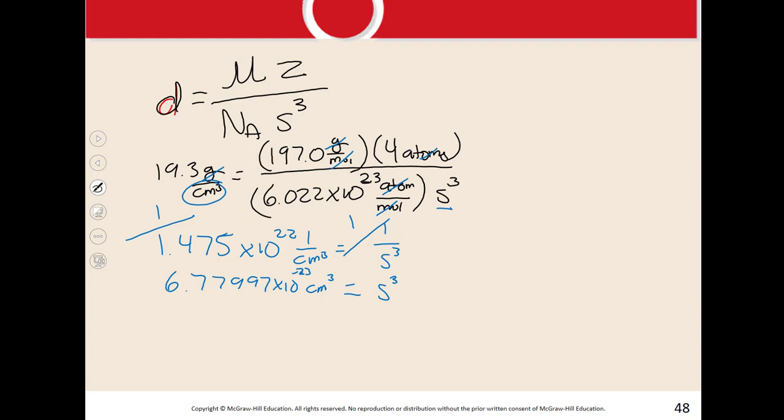So if that's the volume or the side length cubed, how do we find just what the side is? What's the length of the side? Cube root. Good. So we're going to take the cube root of both sides. We're running out of time here. So cube root of that number gave me 4.08 times 10 to the negative 8th. And now cube root of centimeters cubed is just centimeters. And that's the side.